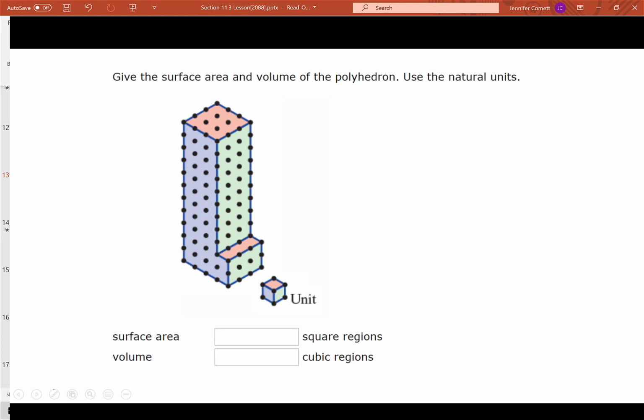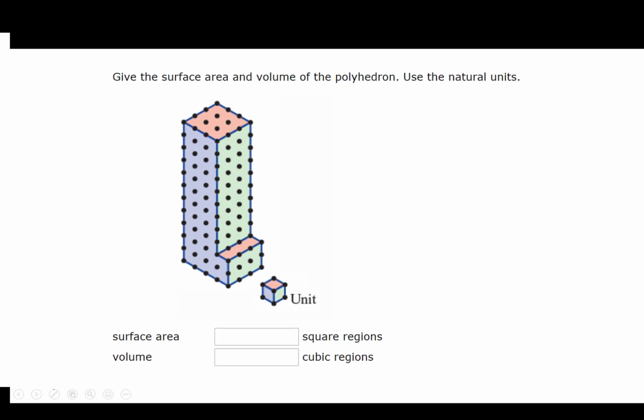Hopefully you were able to maybe even sketch it on your paper. Each one of these dots, if you imagine these dots like a grid, for surface area we are just going to be counting. So we could go 1, 2, 3 across the top, and then 1, 2, 3, 4, 5, 6, 7, 8, 9, 10, 11. And so this section right here is 3 times 11, which is 33.